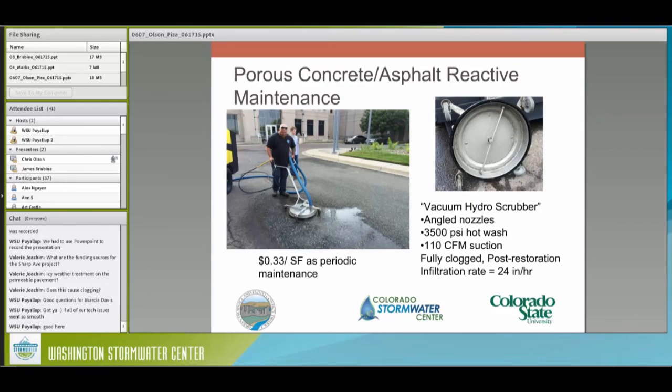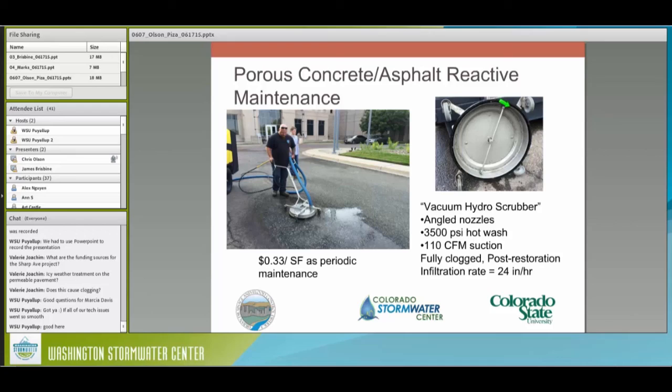We also had a few instances where we had porous concrete and porous asphalt sites that had become clogged. This is another site in Denver, porous asphalt that had been clogged, and Holly went and tested out this vacuum hydro scrubber and found that it did actually restore the infiltration rates. Prior to maintenance, I think the infiltration rates were less than 1 inch per hour, and after performing this method, the infiltration rates were about 24 inches per hour.